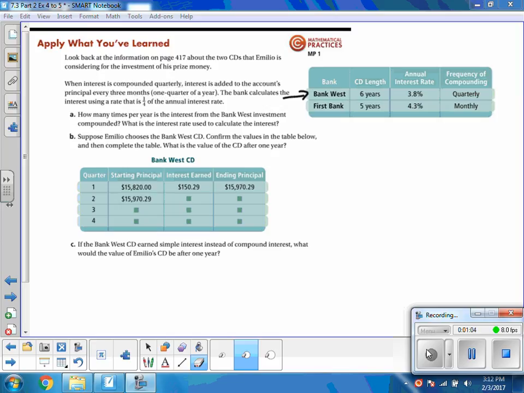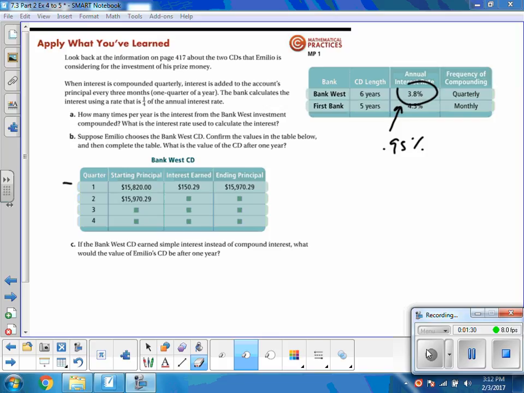So the bank calculates interest using a rate that is 1/4 of the annual interest rate. So a fourth of it. So Bank West has an annual interest rate of 3.8%. So 3.8% divided into 4, that actually quarterly is 0.95%, so under a percent. So let's come back down here.